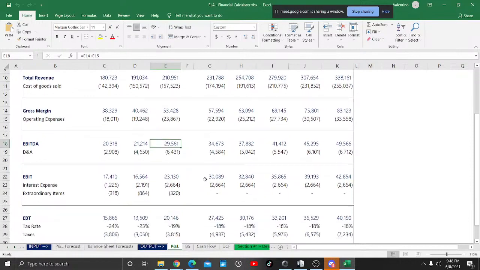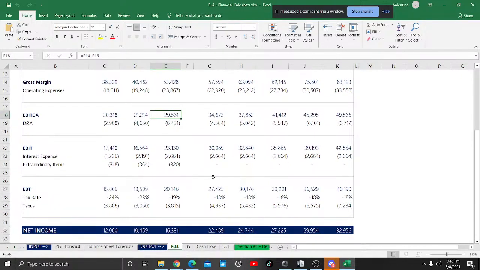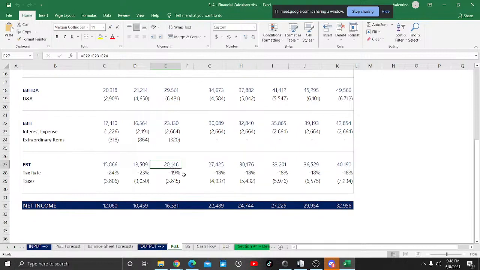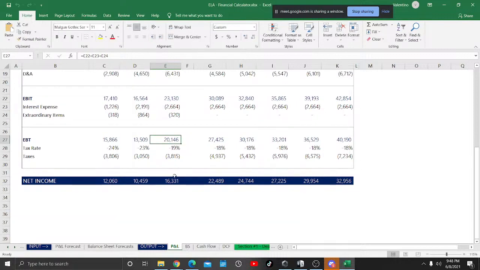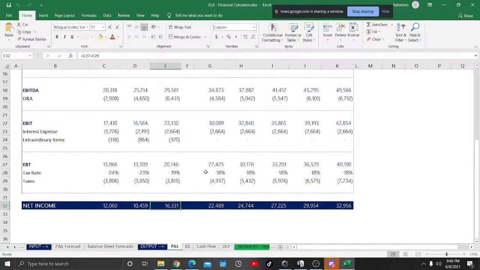Yes. Okay. So we got an EBITDA of $29.5 million. Now we come down to EBIT, which is 23 million, which was EBITDA minus depreciation and amortization. Now we got EBT, which is 20 million, which is EBIT minus interest expense plus extraordinary items. And then we come down to net income of 16 million, which is EBT minus taxes. Any comments on this? Yeah.